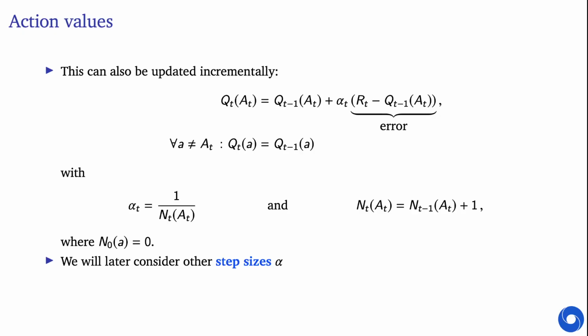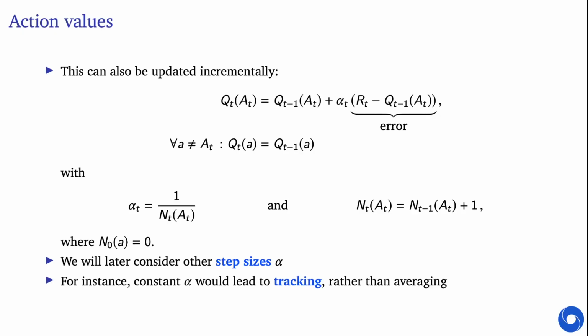In later lectures mostly, we will also consider other step sizes, which are sometimes useful. For instance, you could think of a constant step size, which would lead to tracking behavior, and this can be useful when, for instance, the problem is non-stationary in some way. Then you might want to track the rewards rather than to average them flat out. For now, this is just a way to average the reward, so that's what I want you to keep in mind. For each of these actions, we have the average reward for that action so far.